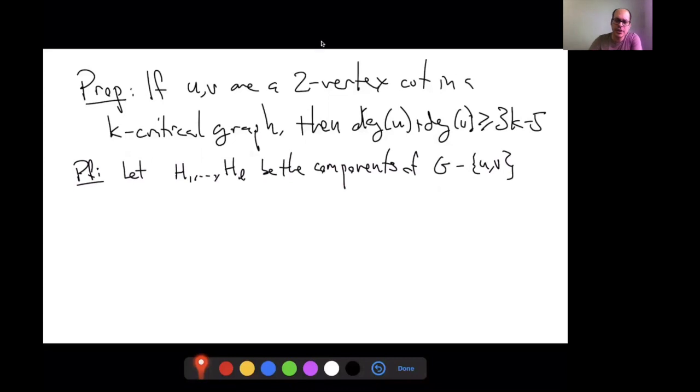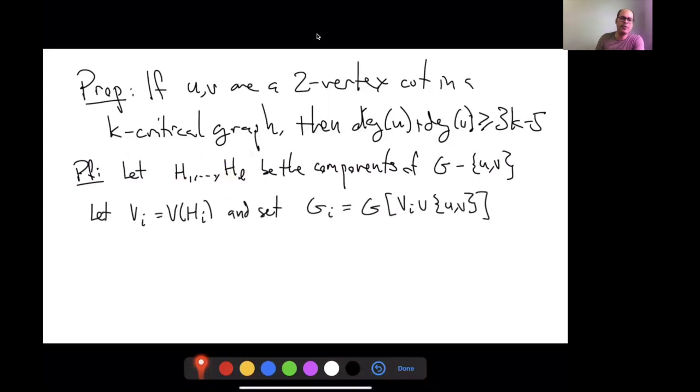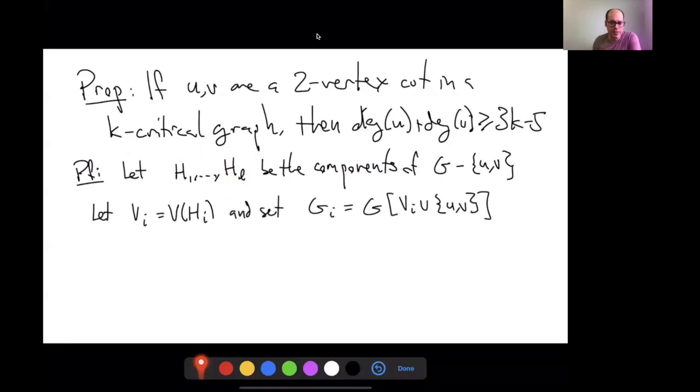If you have a two-vertex cut, then, well, you remove those two vertices and your graph breaks up into a bunch of components, H1, H2, up to Hl, let's just say. Okay, what can we say? Well, I would like to take those components, look at the vertices that are in them, and then think about the graphs that I get by looking at those vertices, adding in u and v, and looking at the vertex-induced graph corresponding to that. This is actually not a weird thing to do.